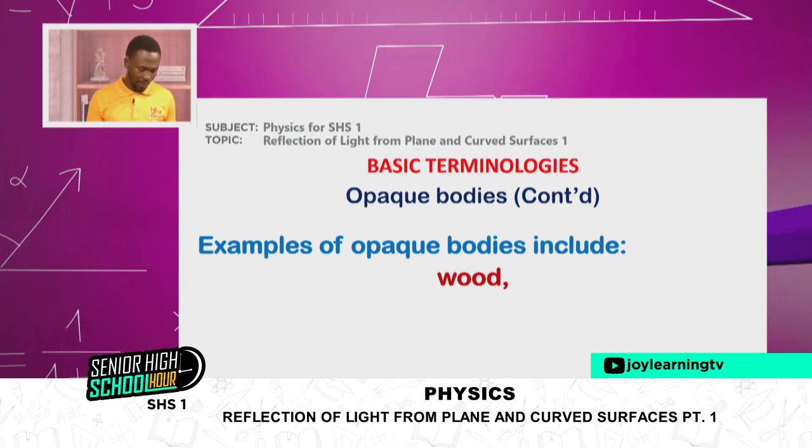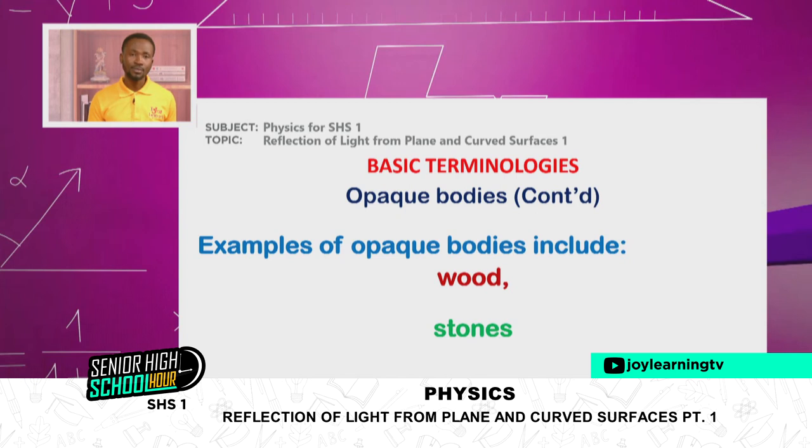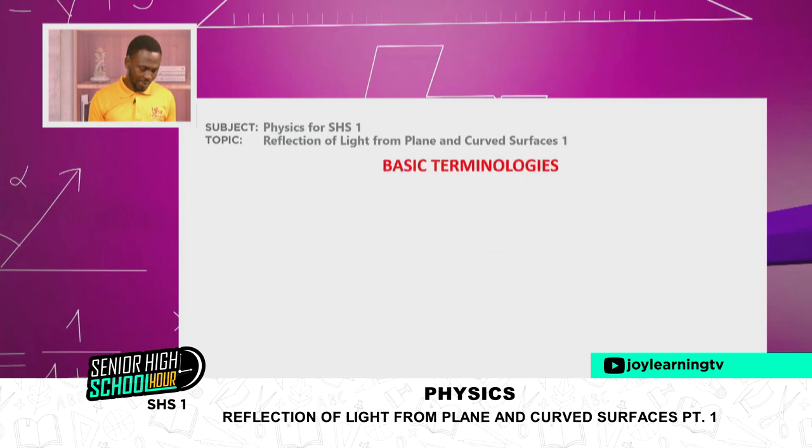You can look at another one, which is stones. Stones are opaque bodies. When you arrange them, or you have a huge stone, you go and stand behind it, you'll not be seen because it will not allow light to pass through it. Good. We can move on with our other terminologies.